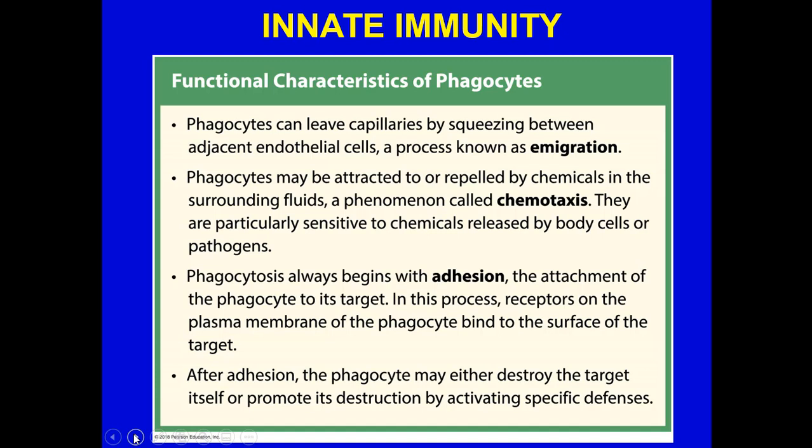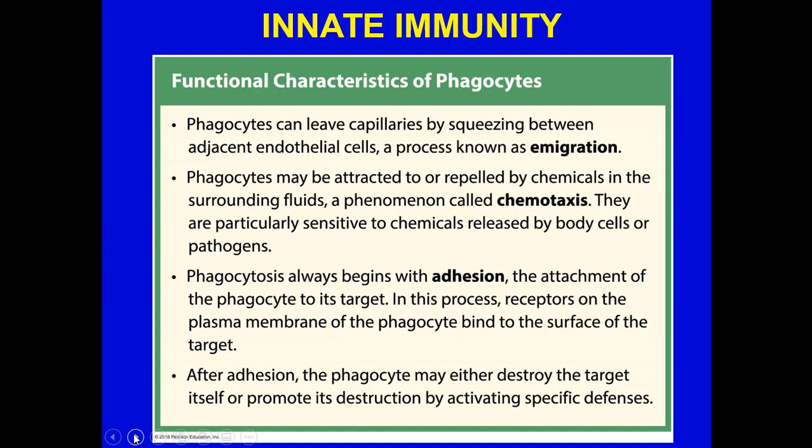Now, just a couple of pointers, and this is a great chart to review. Phagocytes can leave capillaries by squeezing between adjacent endothelial cells. This process is known as emigration. All right. Phagocytes can be attracted to or repelled by chemicals in the surrounding fluid. This is a phenomenon known as chemotaxis. They are particularly sensitive to chemicals released by body cells or pathogens.